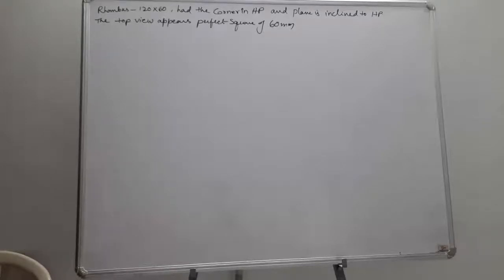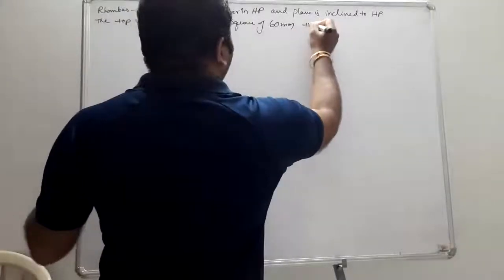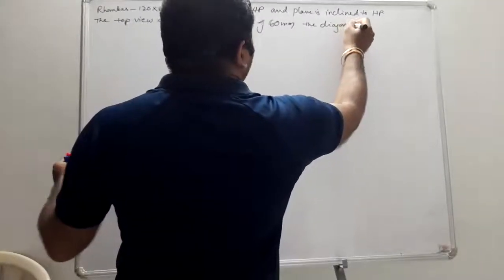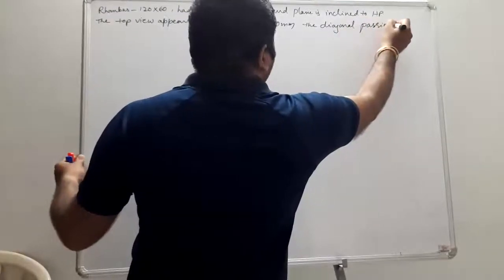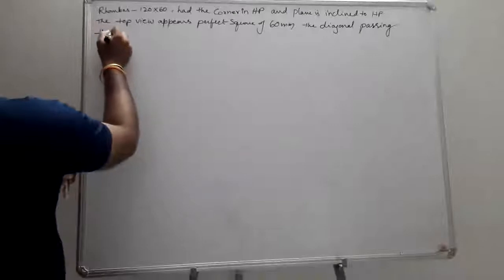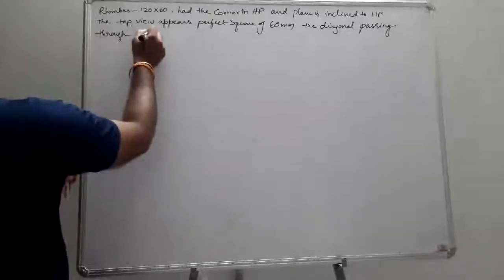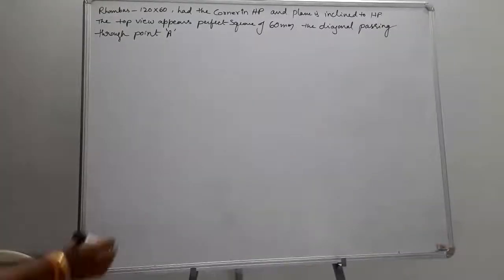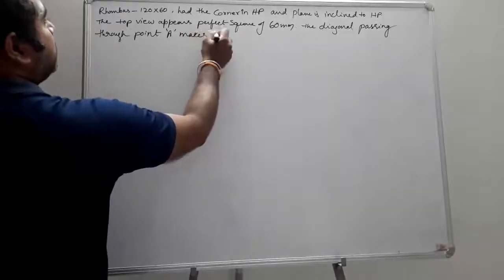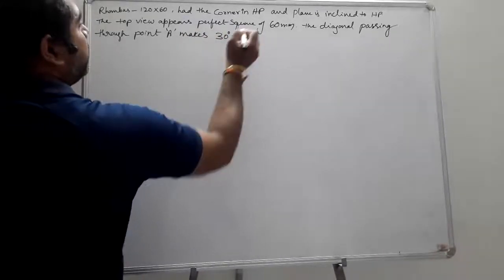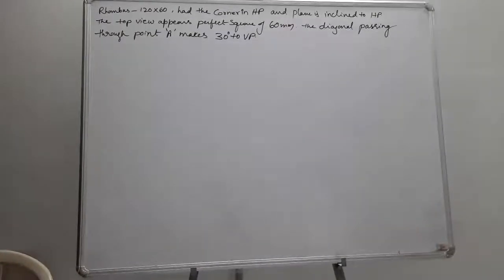The diagonal passing through the point A makes an angle of 30 degrees to VP. Draw the projections.